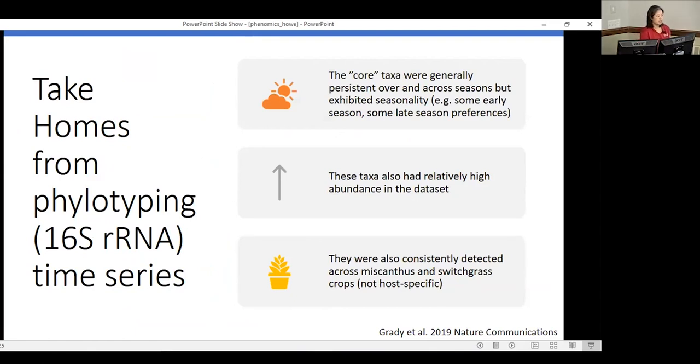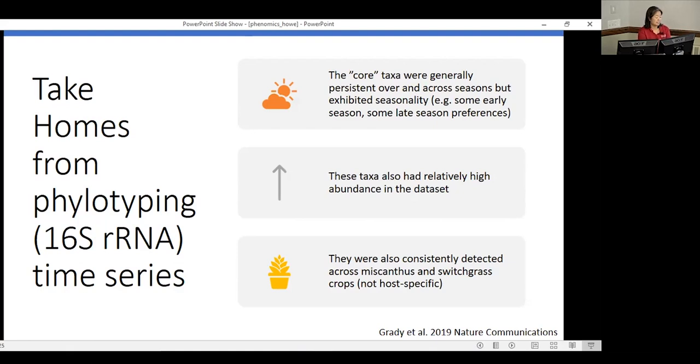And from the DNA, you can do one thing really easily, which is phylotyping. Who is there? What's the microbial membership? What's the community look like? And how is that changing in response to time? From that, I can tell you that there's a core taxa that's present in miscanthus and switchgrass on the leaves that are persistent across the seasons.